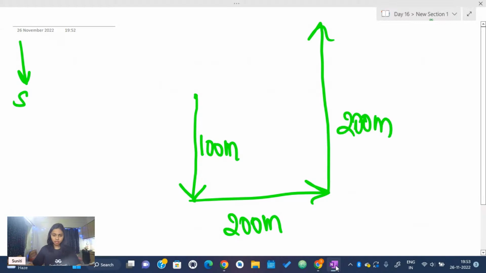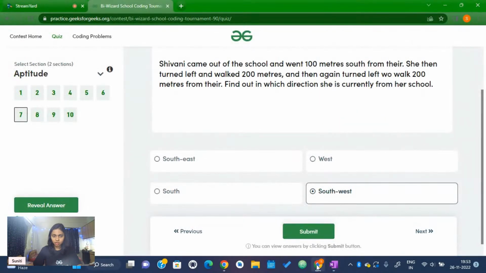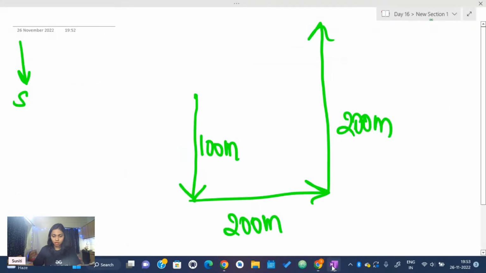Just a second. Came out of the school and went 100 meters south from there. And then she's turning left.